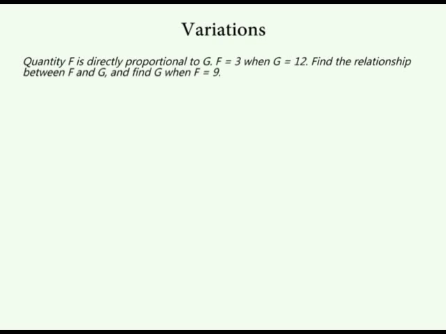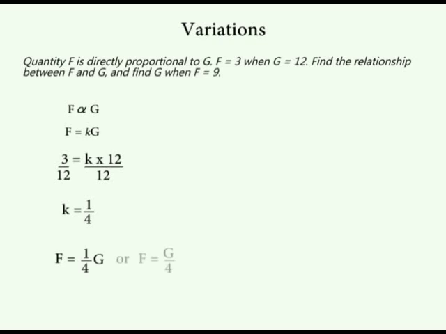In our solution, we get the relationship once we get the value of the constant. F is proportional to G, and that means F is equal to kG. F is equal to 3 when G is equal to 12, and so 3 is equal to k times 12. We divide both sides by 12, and k is equal to 1/4. And so the relationship is F is equal to 1/4 G, or F is equal to G over 4.